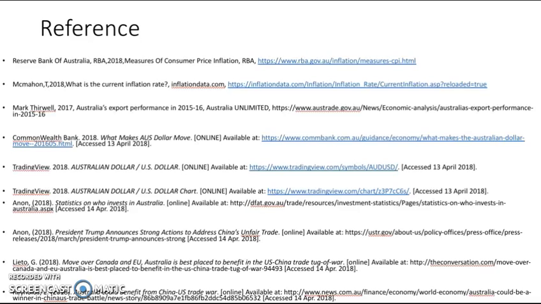Lastly, here are some of the sources that we used for this presentation. Again, our prediction is that AUD will appreciate against USD for the next 3 to 6 months. We have based our arguments on fundamental and technical analysis, including GDP, inflation, news, historic data, charts, and a lot more.